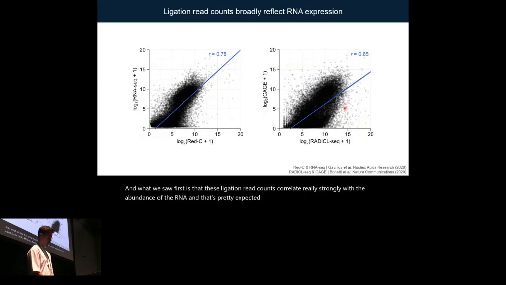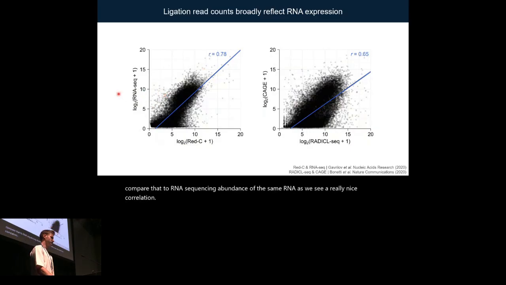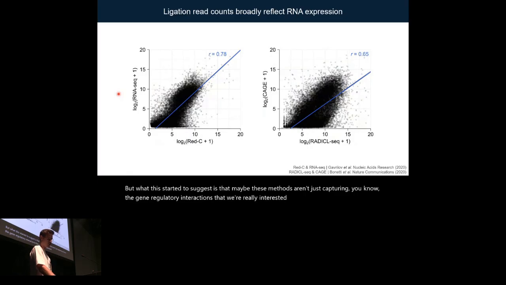In this case, we have RED-C, which is this all-to-all RNA-DNA sequencing method. And then if we compare that to RNA sequencing abundance of the same RNAs, we see a really nice correlation. But what this started to suggest is that maybe these methods aren't just capturing the gene regulatory interactions that we're really interested in, but maybe they're also capturing a bit of nascent transcription. And so we started to look where these reads fall.